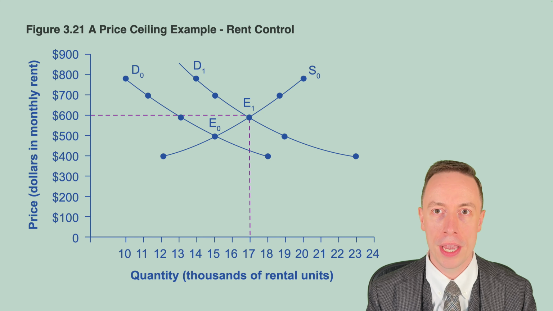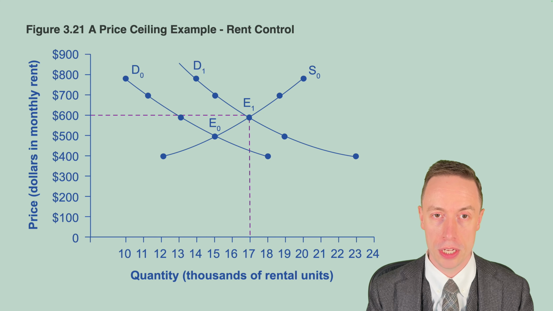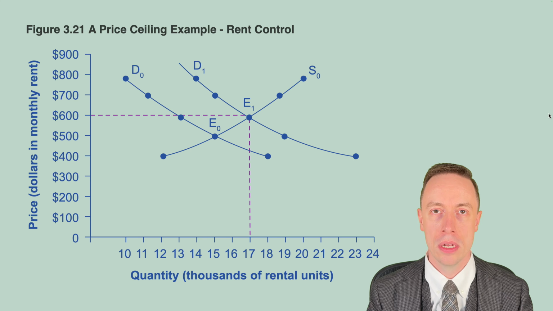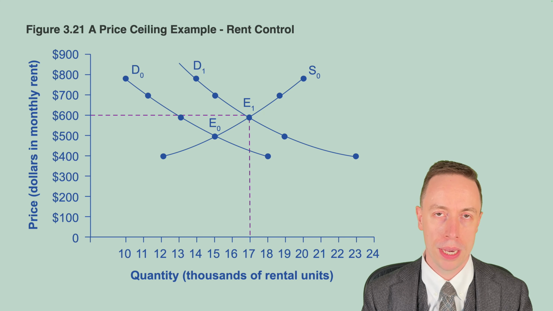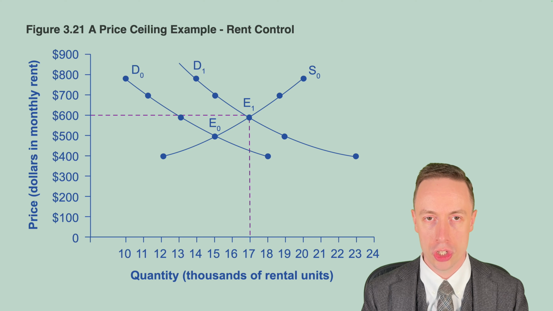And of course, this higher price, even though the supply curve itself didn't move, is going to move us along the supply curve to a point where there's a higher quantity supplied. Law of supply in action, leading us to a new equilibrium where 17,000 people are living in a rental unit paying $600 each.